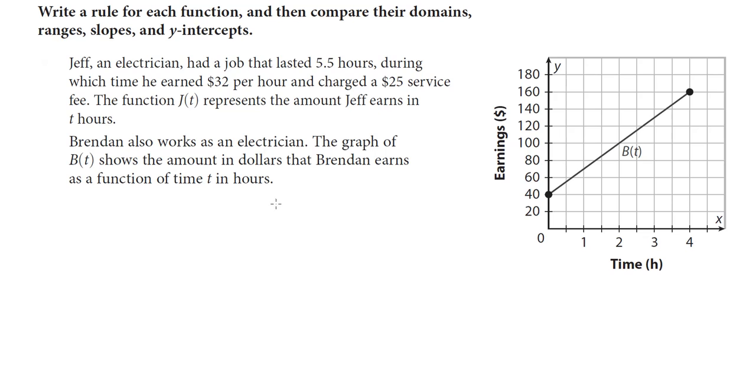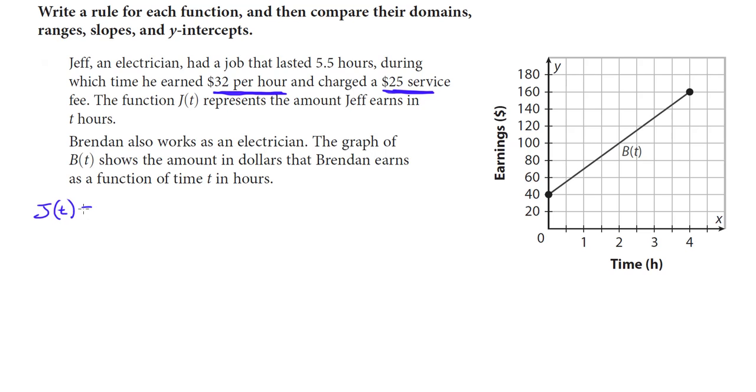Brendan also works as an electrician. The graph of B of t shows the amount in dollars that Brendan earns as a function of time, t, in hours. So let's go ahead and start with Jeff. So we see that he had a job that lasted for 5.5 hours, and he charged $32 per hour. That's our slope, that's our rate of change, and a service fee of $25. That's our y-intercept.